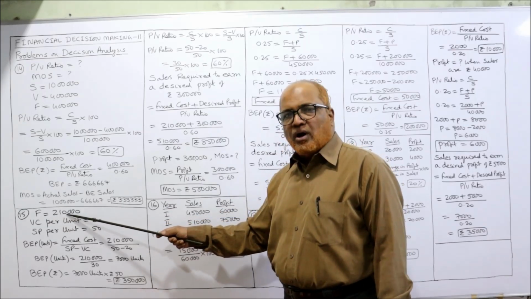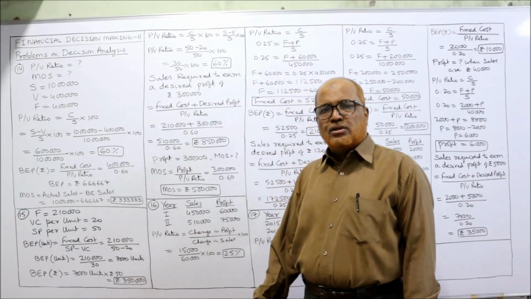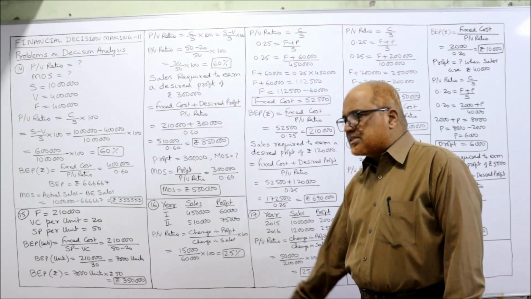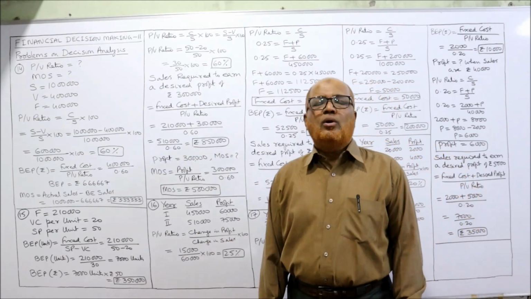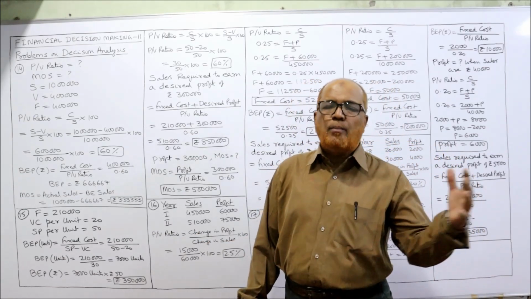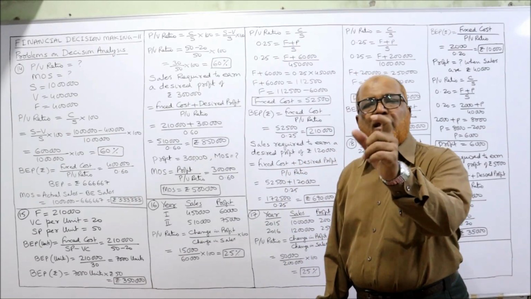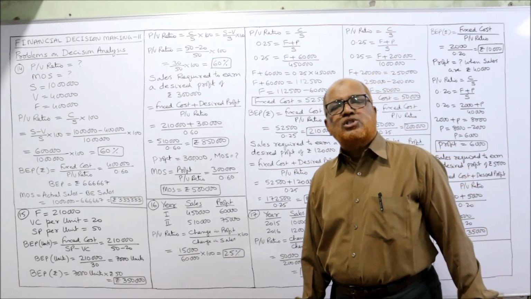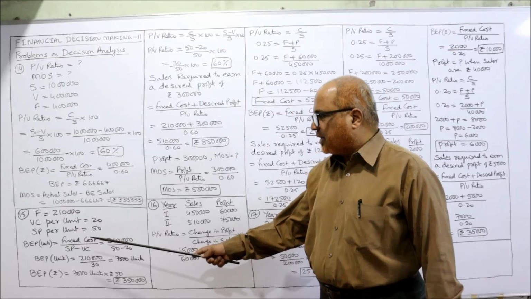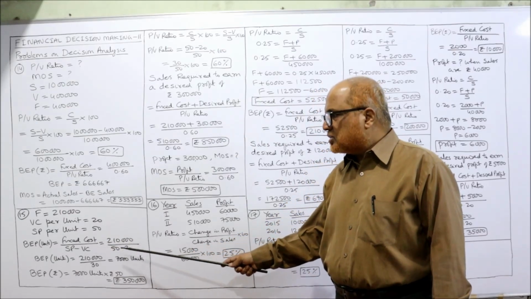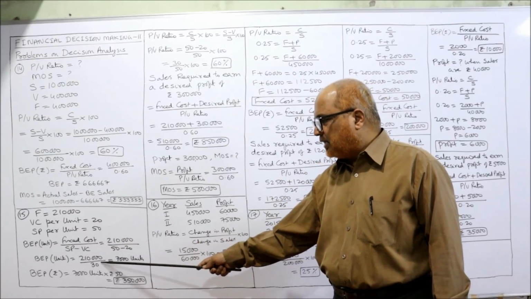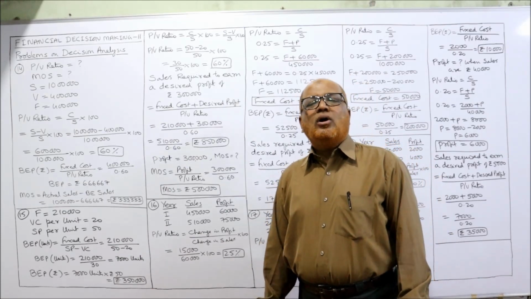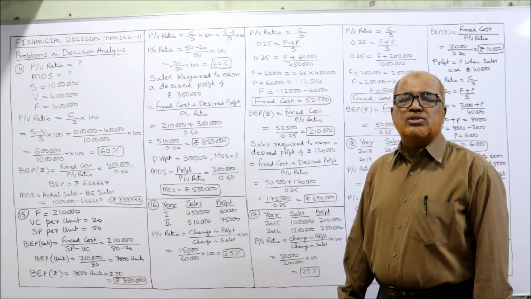Fixed overheads or fixed cost is 2,10,000. Variable cost per unit 20 rupees, selling price per unit 50 rupees. You know already the formula we have applied in so many problems. BEP in units is equal to fixed cost by SP per unit minus VC per unit. So 2,10,000 divided by 50 minus 20, 30, so 7,000. We got BEP in units as 7,000.